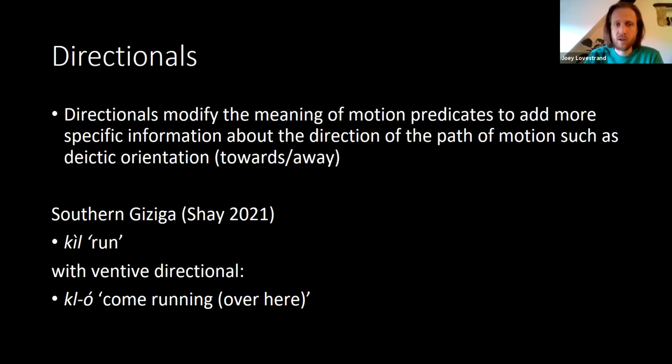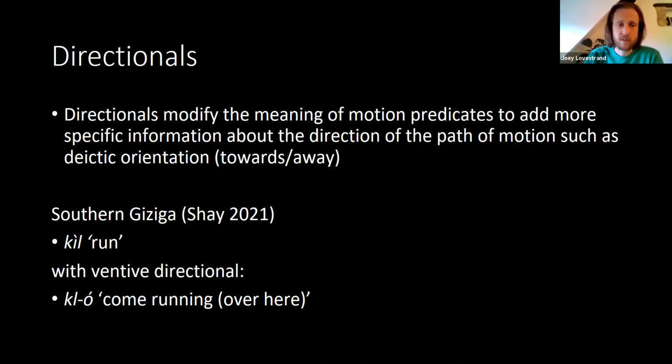Directionals, on the other hand, modify the meaning of motion predicates. So they normally will go with a verb that already has a motion meaning, and they add more specific information about the direction of the path of motion, such as the deictic orientation being towards or away from the deictic center, in the sense of go and come.